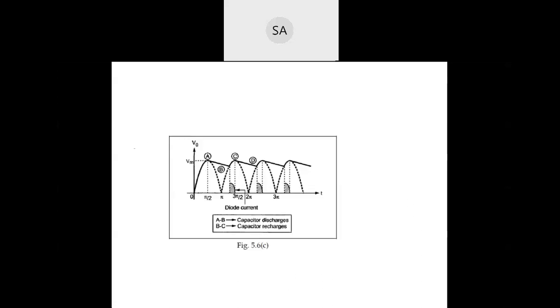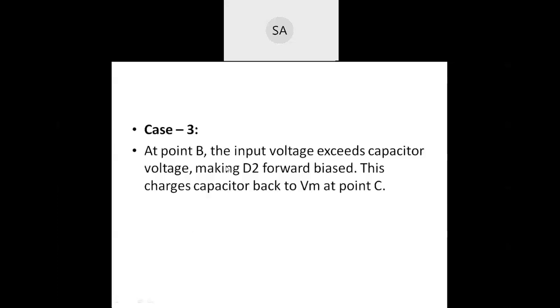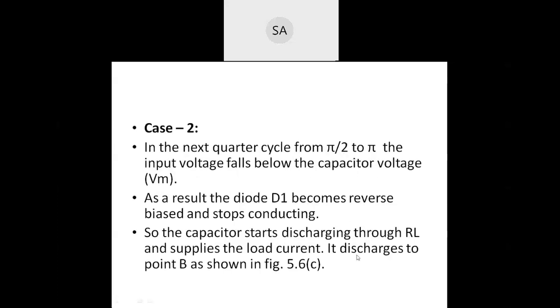So after reaching this maximum point voltage, the input voltage is falling below the maximum voltage Vm. If it is less than this maximum Vm voltage, then the diode D1 will become reverse biased. So the capacitor slowly discharges to the voltage point B. The capacitor starts discharging through RL and supplies the load current. It discharges to the point B as shown in figure C.